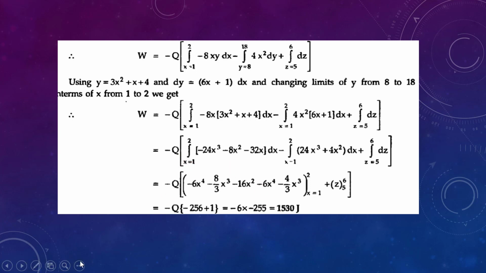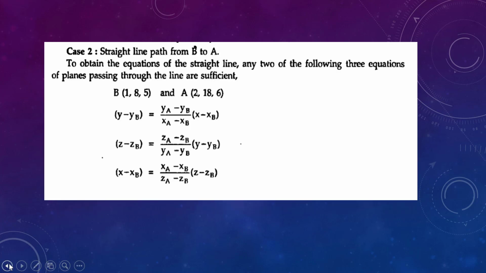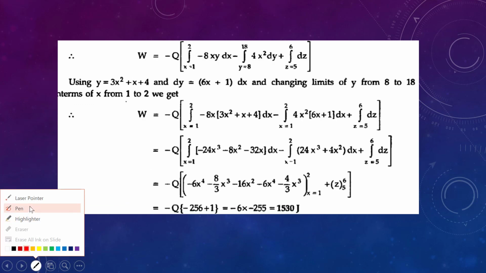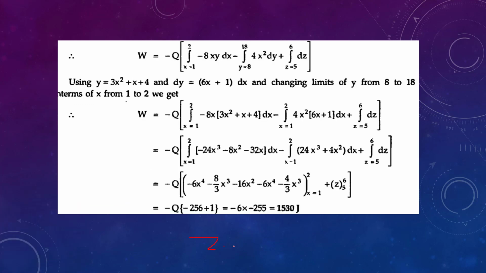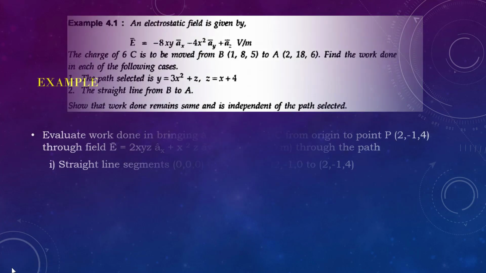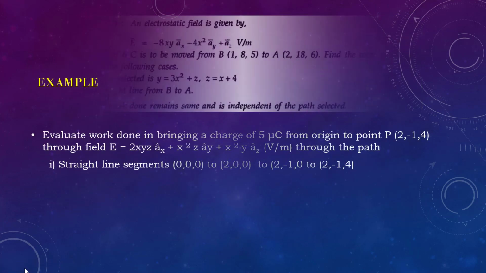See, one more equation they have given. One equation was y equals 3x² + x + 4, and the other equation was z is equal to x plus 4, z is equal to x plus 4.